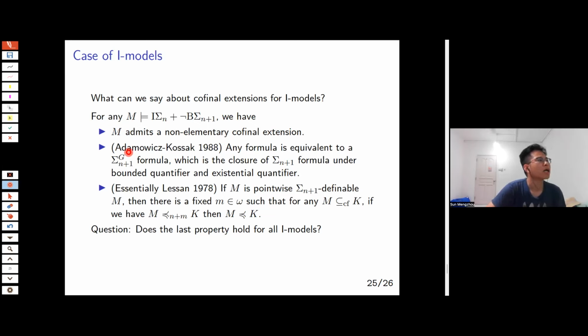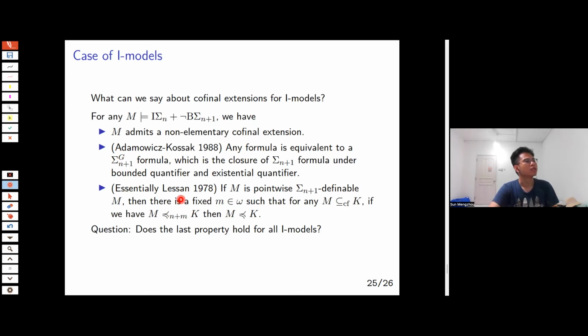And the next one is by Adamovich and Kozak. Actually, it has nothing to do with cofinal extension. It says that under the theory, any formula is equivalent to the Σ_{n+1} formula, which is a closure of a Σ_{n+1} formula on the bounded quantifier and existential quantifier. So I list it here because I think this is some kind of truth compressing in some sense. We compress the formula of arbitrary complexity into this restricted version. So it's kind of like the same flavor of what we did just now.